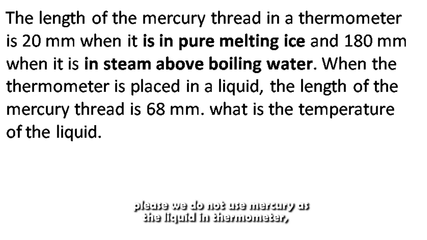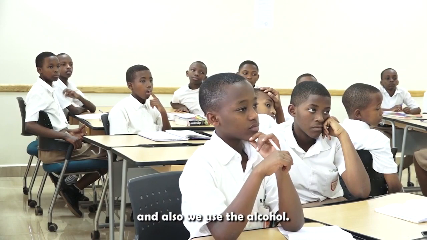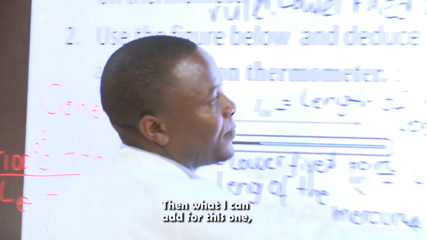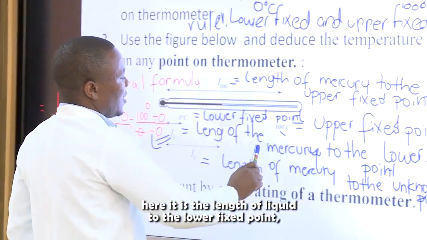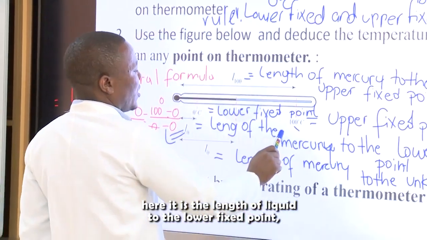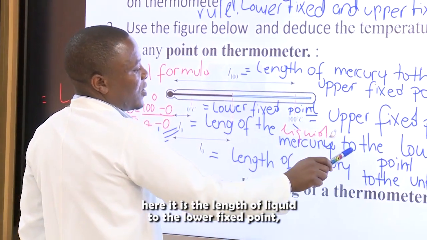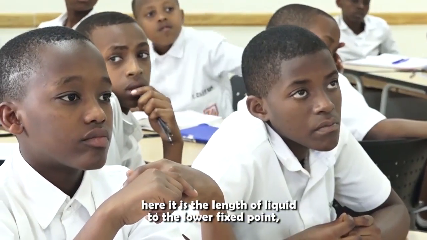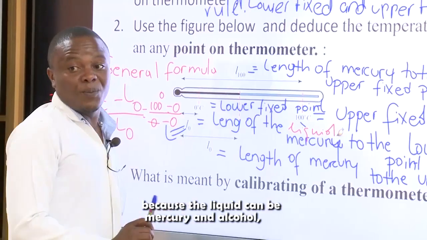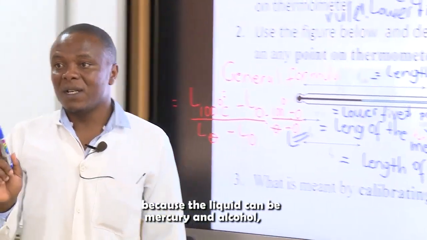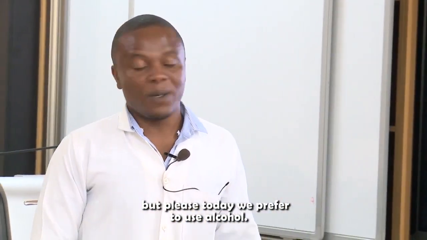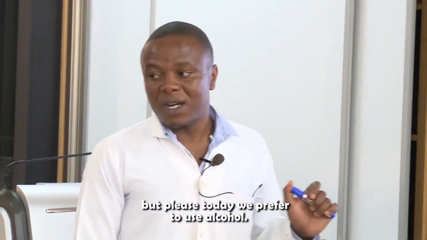Please, we do not use mercury as the liquid in the thermometer, and also we use alcohol. Here it is the length of mercury and the length of the liquid, the length of the liquid to the lower fixed point, because the liquid can be mercury or alcohol. But please, today we prefer to use alcohol.